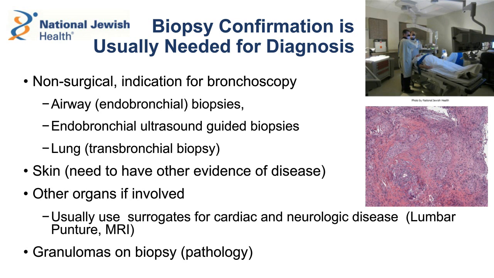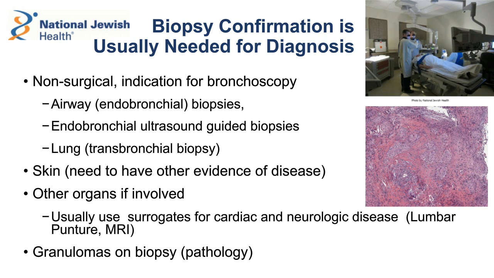We do try to go to a place where maybe you don't even need a bronchoscopy. So if people have skin involvement, sometimes we can get a biopsy from the skin. But we usually want to see that there's involvement in another organ to confirm that truly that skin abnormality that we see is sarcoidosis. Because, again, occasionally you could get an infection that could cause granulomas in the skin.